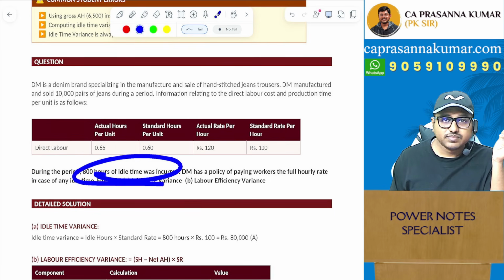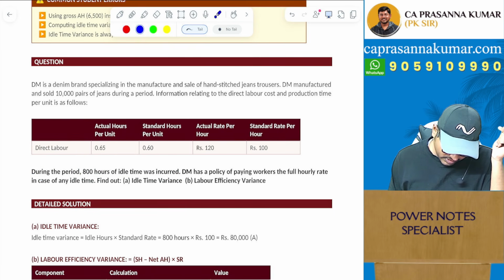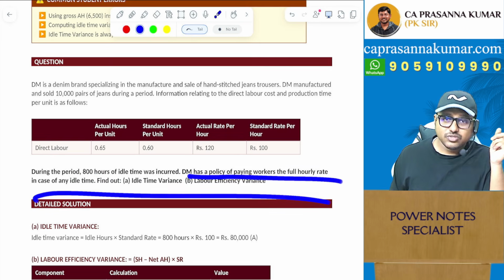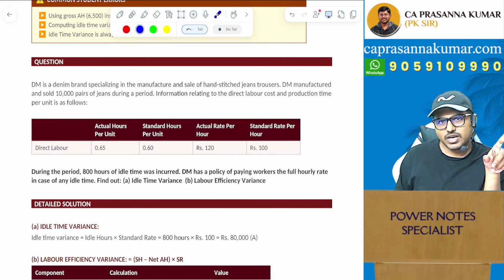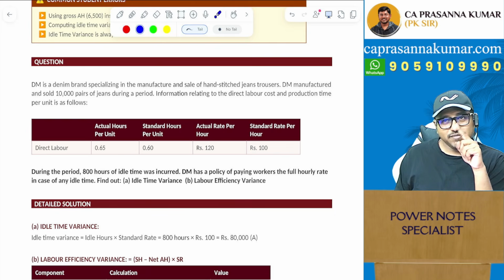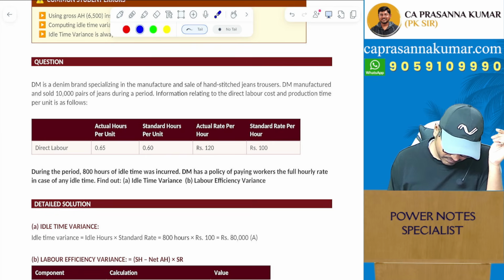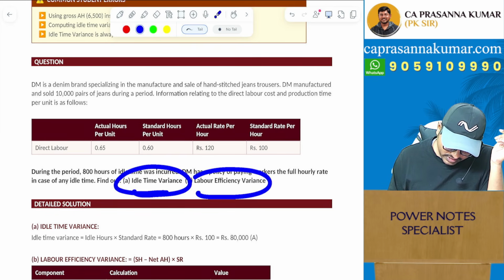Idle time is given. But do I have multiple labor? No, multiple labor is not there. So idle time is there, but multiple labor is not there, which means you'll have labor cost variance divided into rate and efficiency. Efficiency will be further divided into idle time as well as revised efficiency. Mix and yield will not come. So all I need to do is idle time variance and labor efficiency variance.